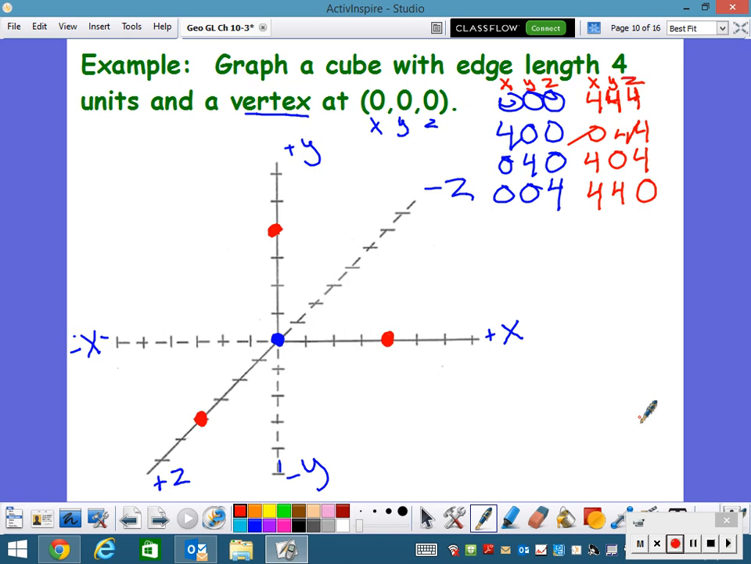4, 4, 4. I'm going to go 4 to the right on the x-axis. 1, 2, 3, 4. And before I put a dot, I'm going to go 4 up on the y-axis. 1, 2, 3, 4. And before I put a dot, I'm going to come towards myself 4 on the z-axis. So I'm sitting right about here right now. I'm going to come out 1, 2, 3, 4, and put my dot.